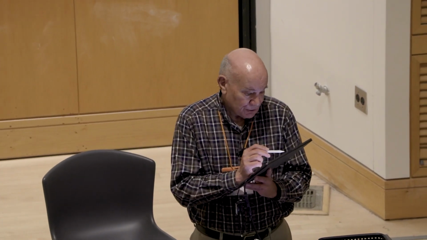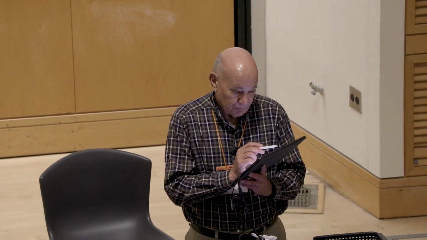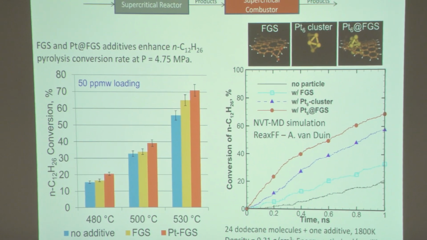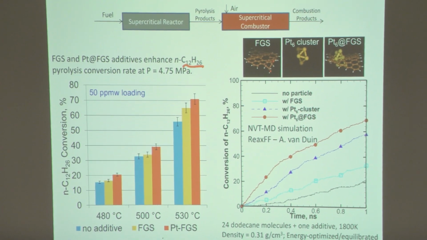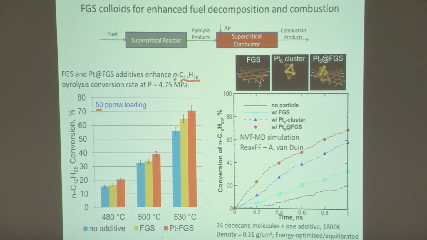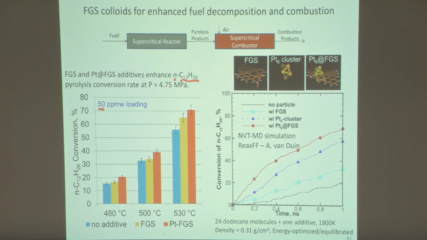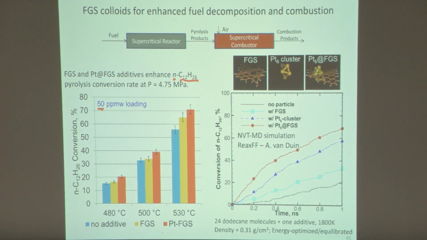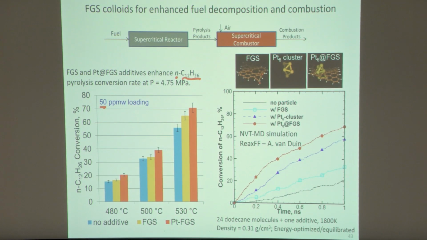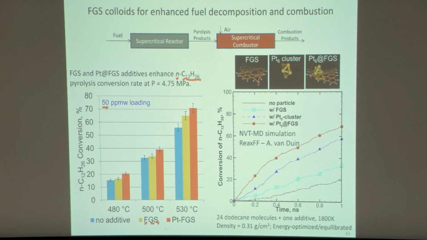So here's an example where decane was used, in which 50 ppm of these particles were loaded, including just the functionalized graphene sheets by themselves, or a small percentage of platinum put on the functionalized graphene sheets.